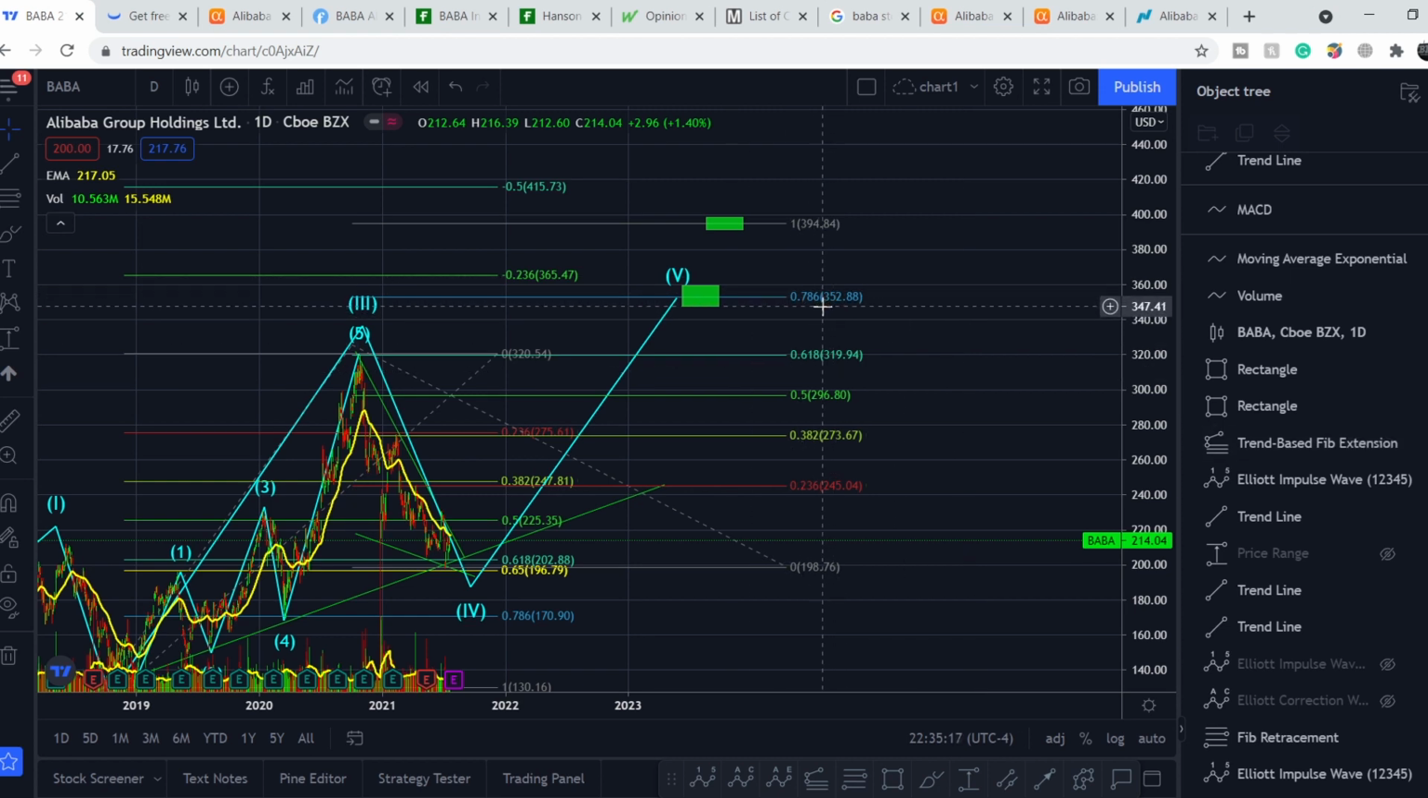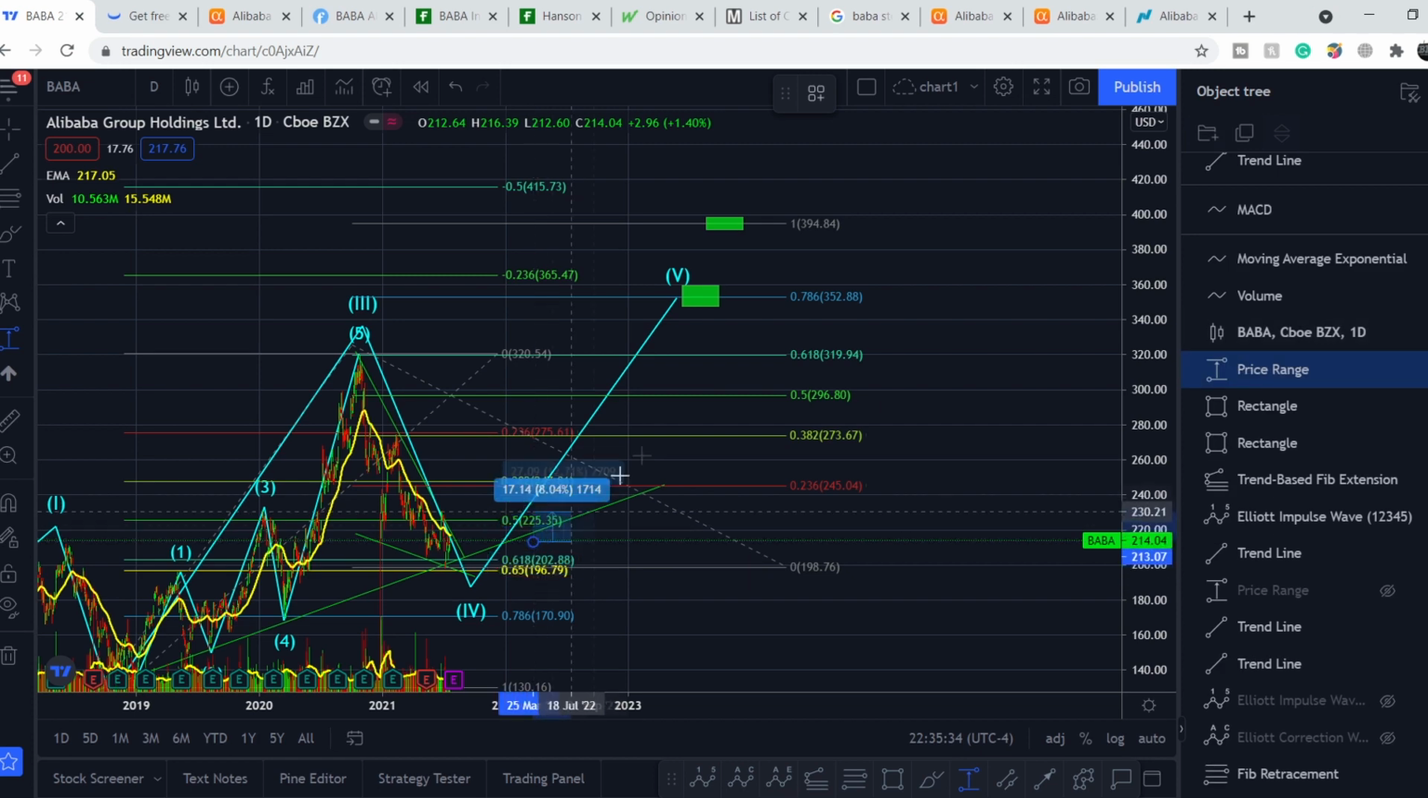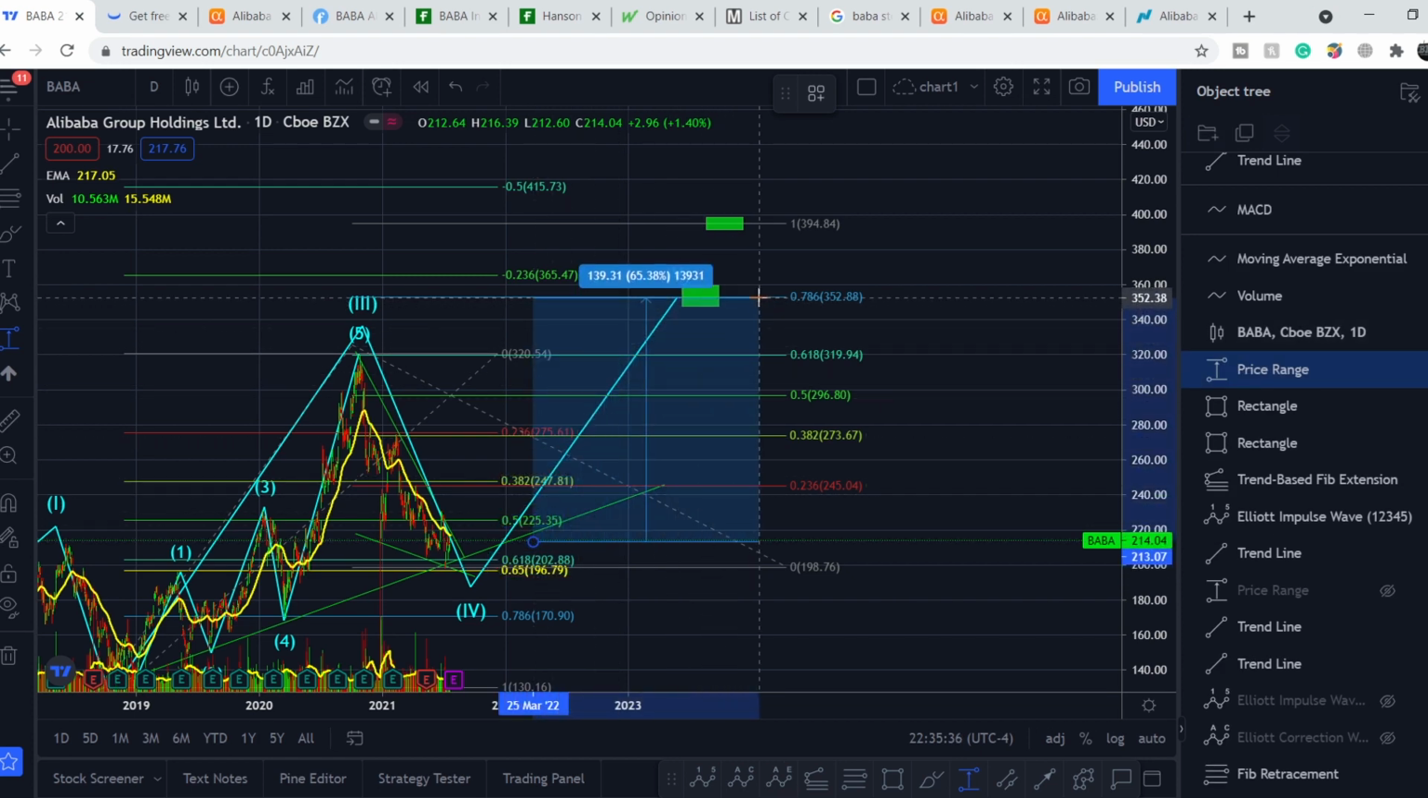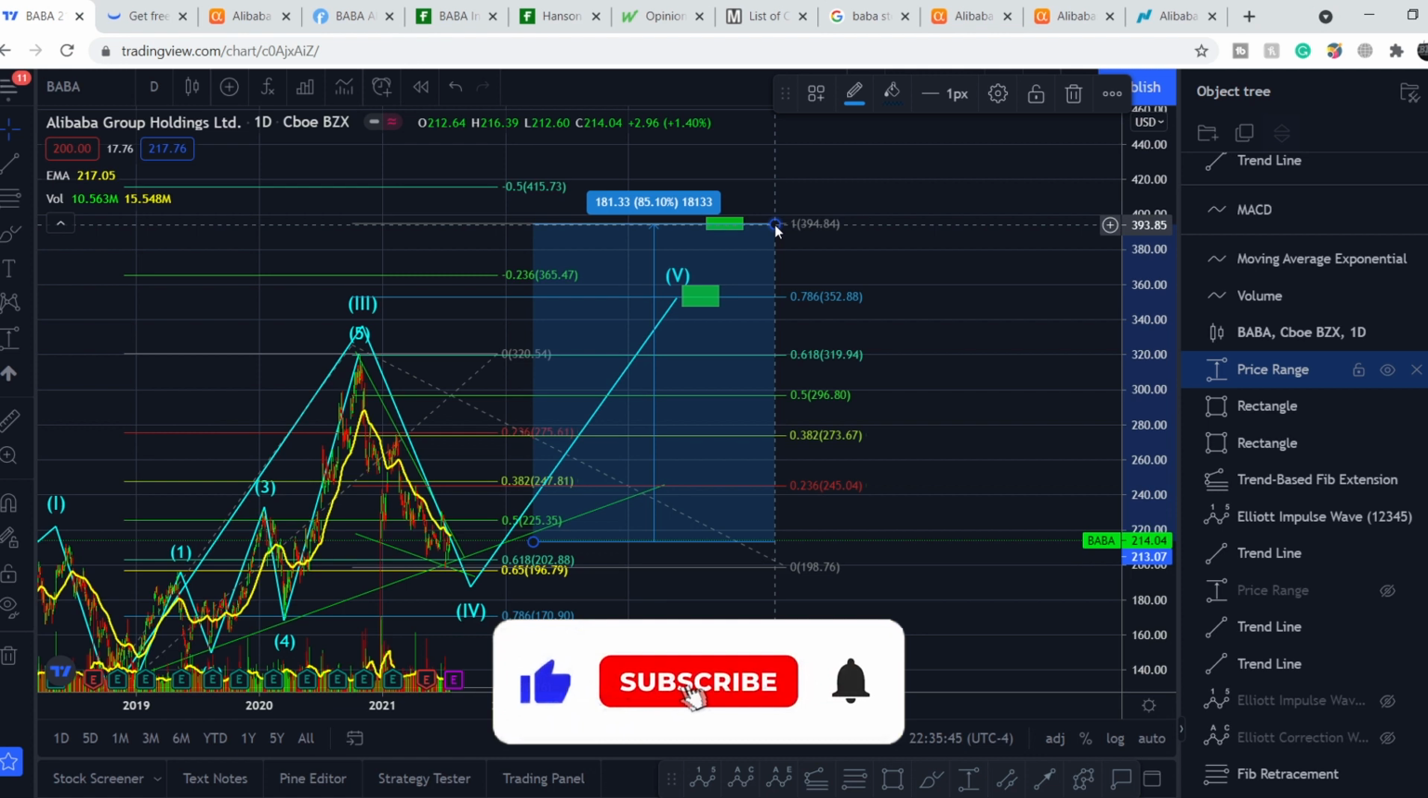It is a price point of $352.88, and the more aggressive target is at 1-to-1 extension, and it is $394.84. But let's be conservative, and from our current price we might have about, let me show you, about 65% to our major target and about 85% to our secondary target. So I think from the technical standpoint that's it for now.